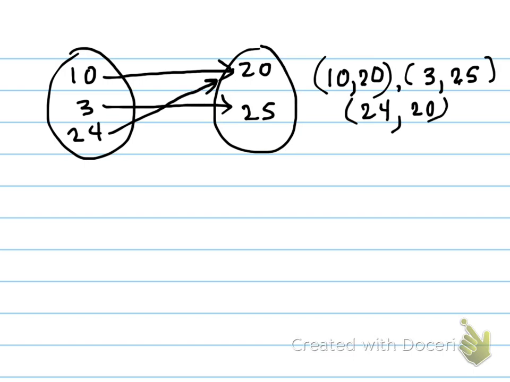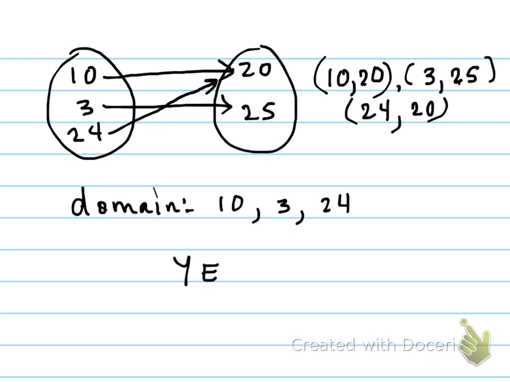Now, in order to determine if it's a function, all we're interested in is the domain, which are the x values. So we have 10, 3, 24. Do any of those repeat? No. So, yes, this is indeed a function. Okay? Now, if I wanted the domain, we already wrote it there. I already wrote it down.